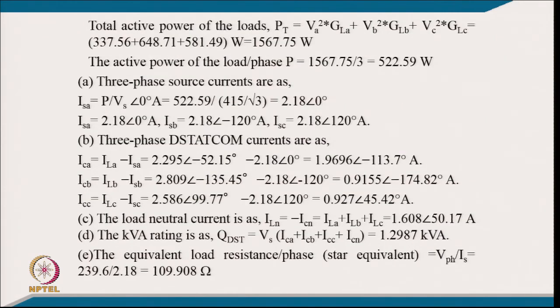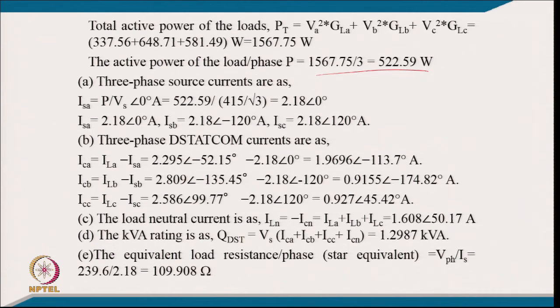From this load current we can find out the total active power from the voltage and the conductance of the phase, all three phase voltages from this relation, and after putting the value it comes 1567.75 watt. Now, after the load balancing, this power is distributed to all three phases. So, per phase power is now 1567.75 by 3, that comes 522.559 watt.